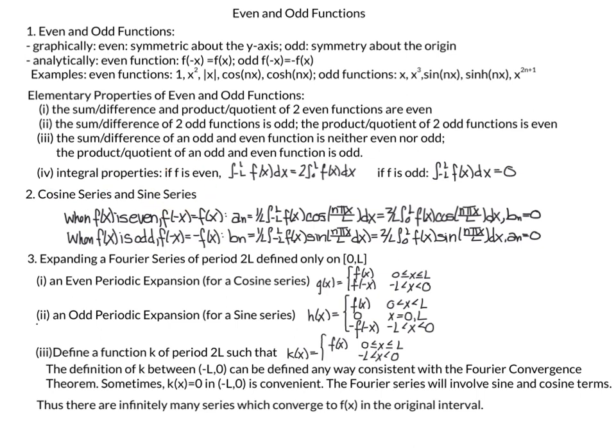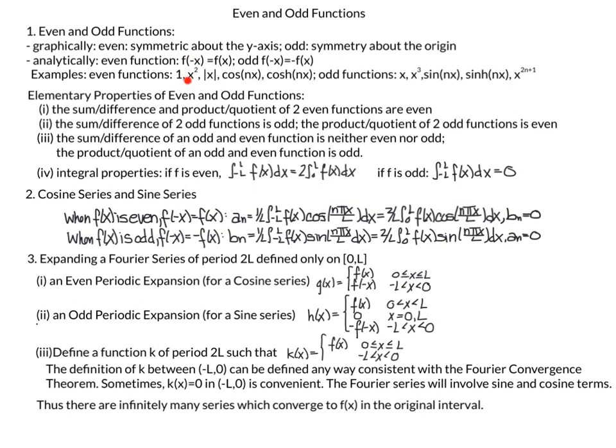So first we'll talk about what it means to be even and odd. Graphically, an even function is symmetric about the y-axis. An odd function has symmetry about the origin. Analytically, an even function means that f of negative x is the same as f of x. An odd function is f of negative x is equal to negative f of x.